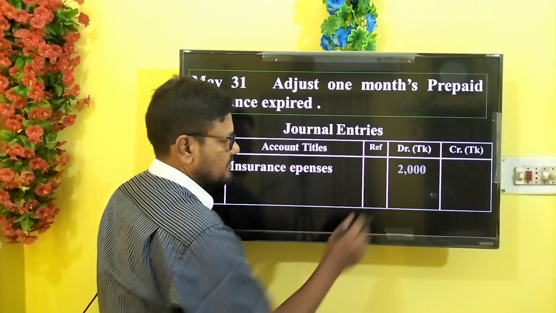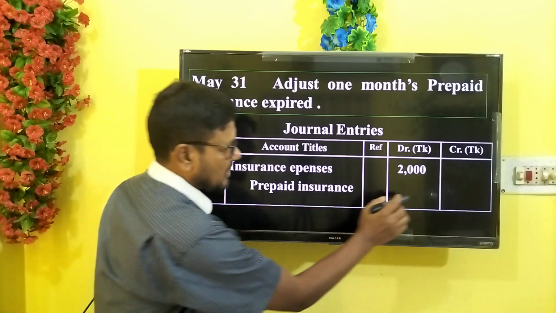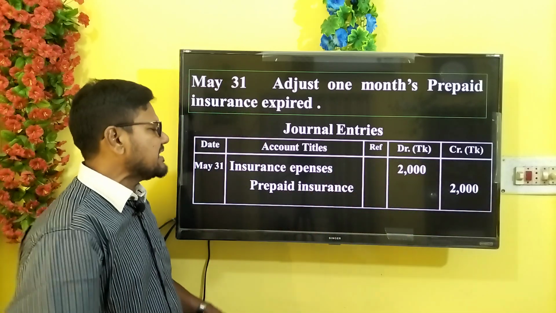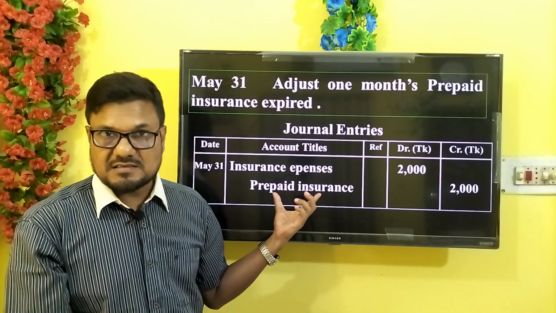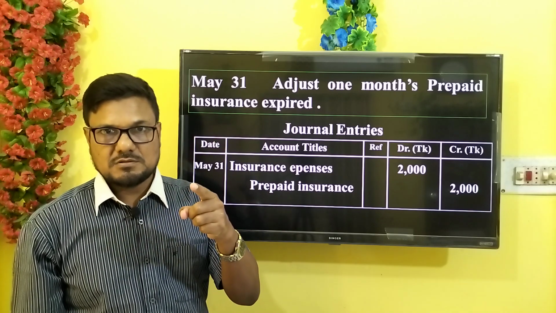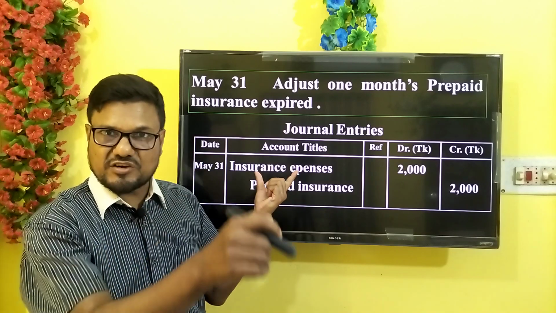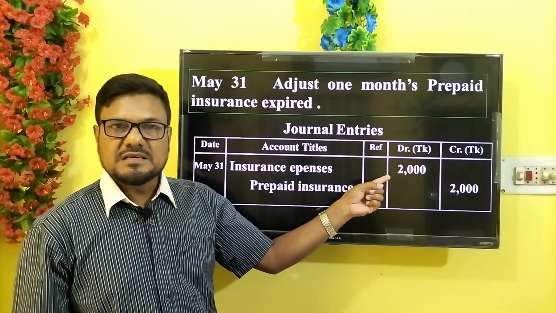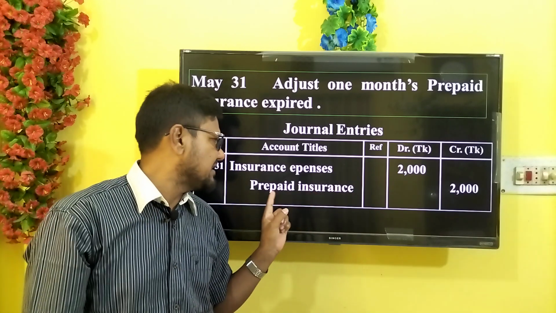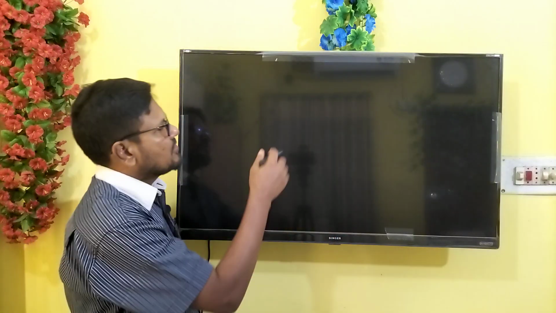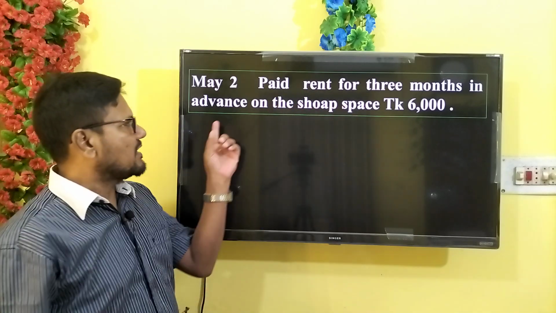That is 2,000 from the previous prepaid transaction. So prepaid insurance credit 2,000. That means prepaid insurance has expired by 1 month. That is 2,000. Insurance expense, that means expenses increase. So insurance expense debit, and prepaid insurance decrease, that means assets decrease. So prepaid.